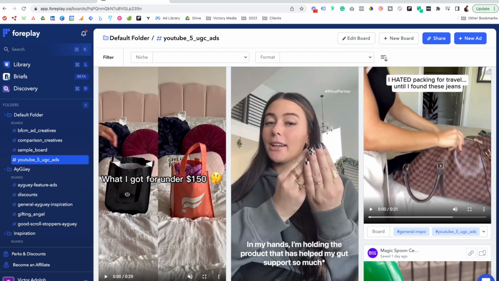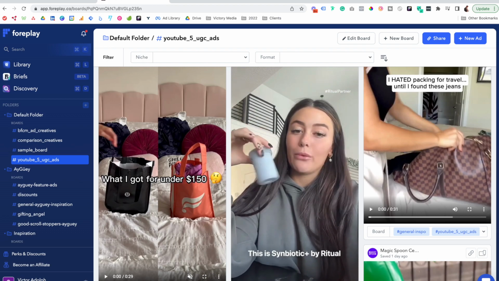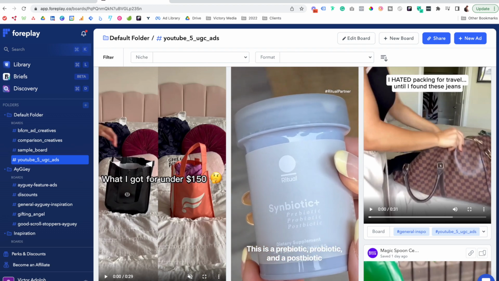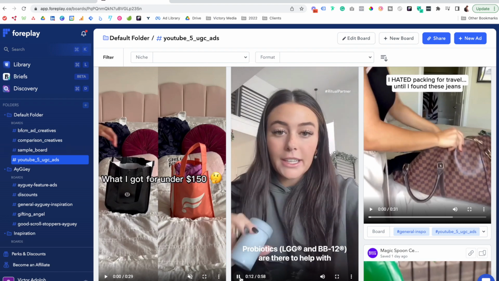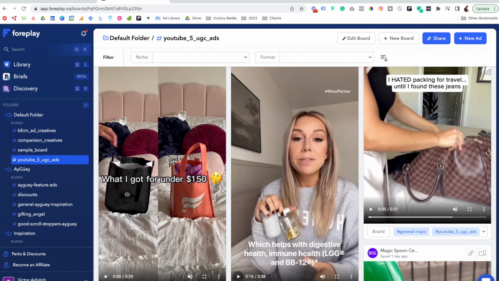In my hands, I'm holding the product that has helped my gut support so much. This is Symbiotic Plus by Ritual. This is a prebiotic, probiotic, and a postbiotic. The probiotics are there to help with bloating and gas, which helps with digestive health.